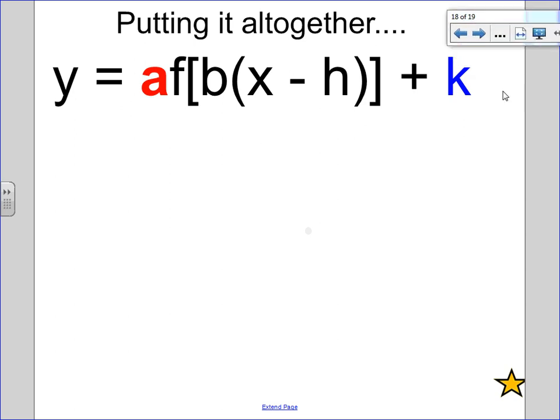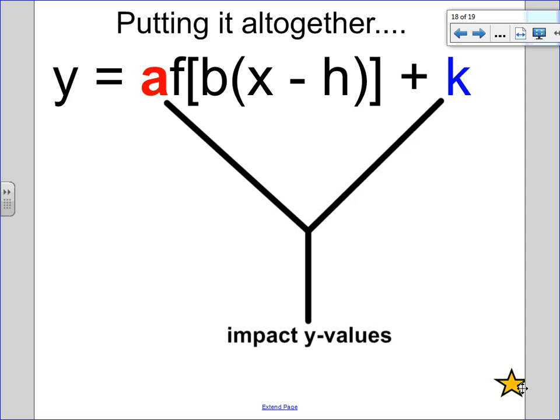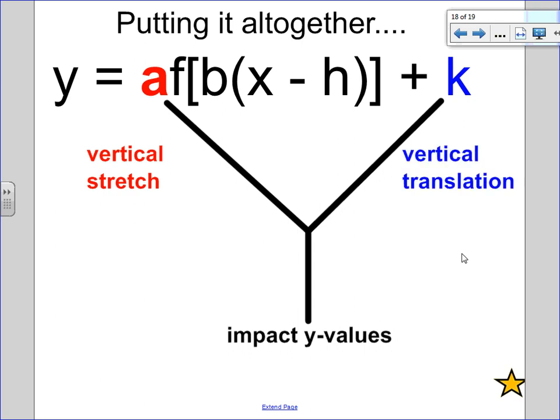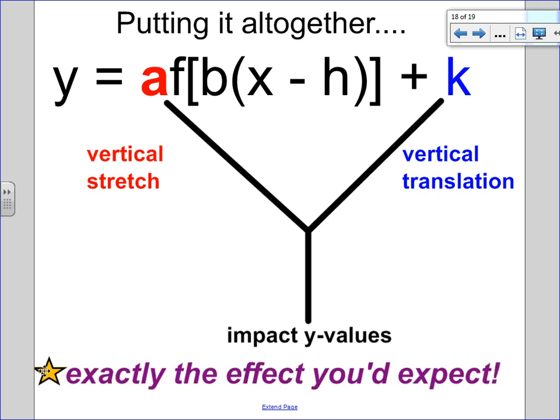This is our transformed notation, y equals a f of b x minus h plus k. On the outside, a and k affect your y values. See how it kind of makes a big capital letter Y? It impacts your y values. A is your vertical stretch, and k is your vertical translation. We saw in the past two examples that vertically, both stretching and translating have exactly the effect you'd expect. So if a is 4, vertical stretch by a factor of 4. If k is -3, vertical translation down 3.